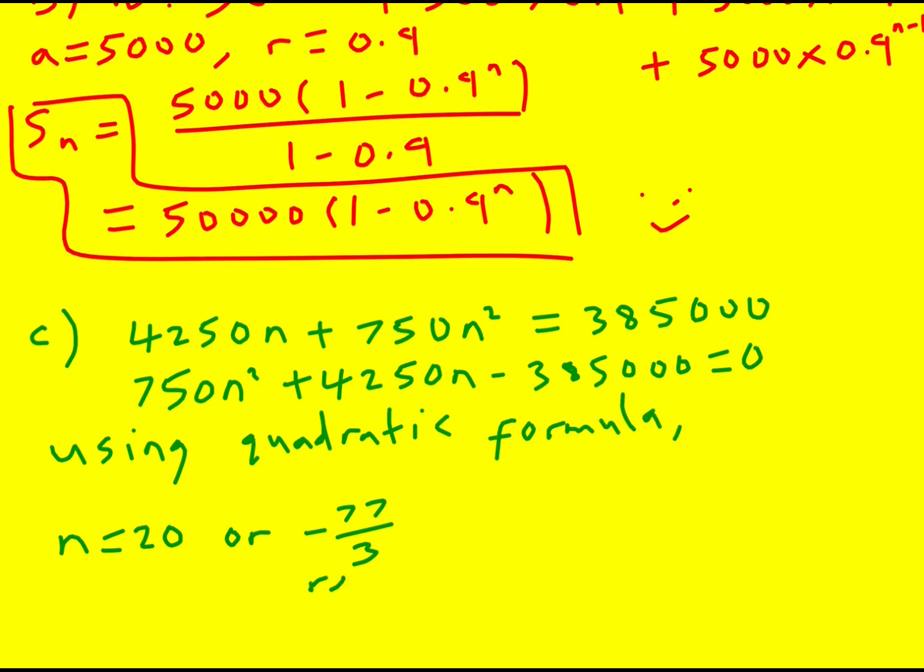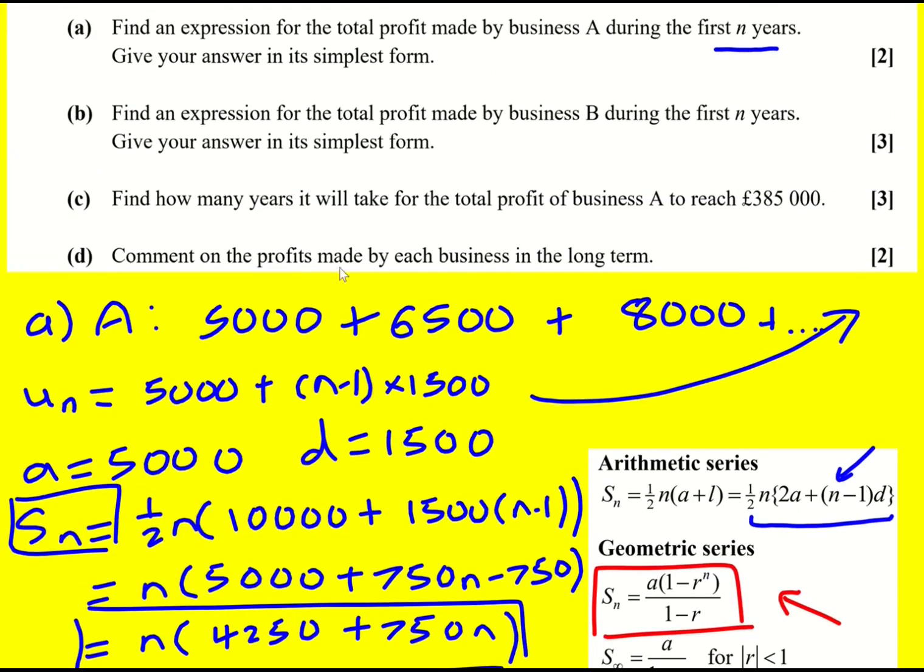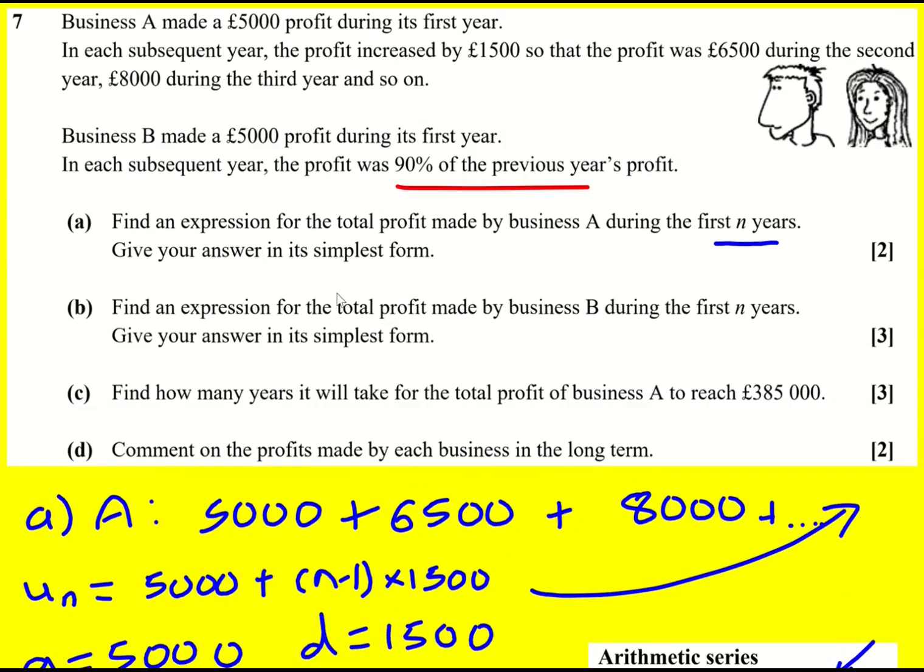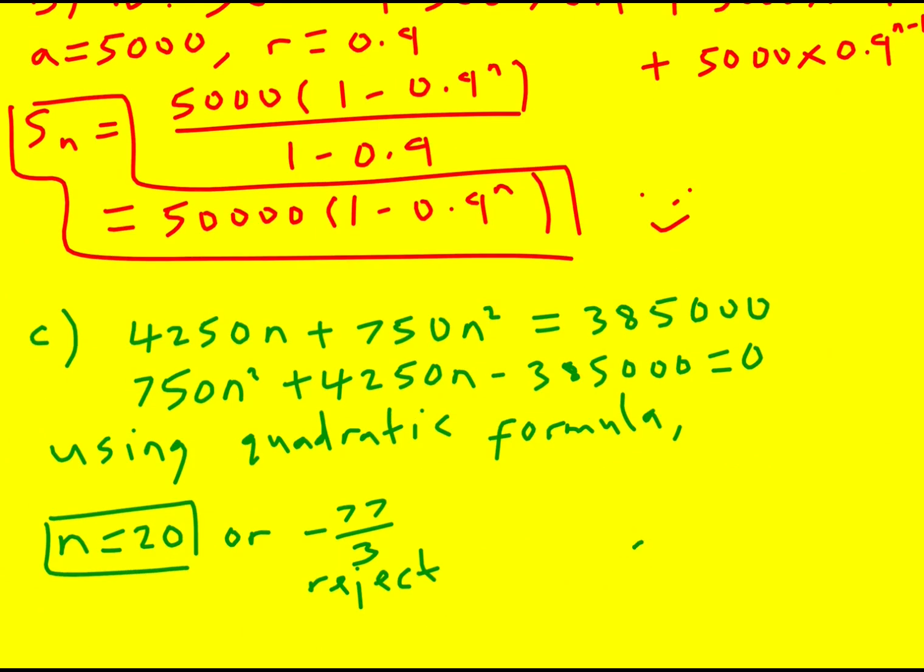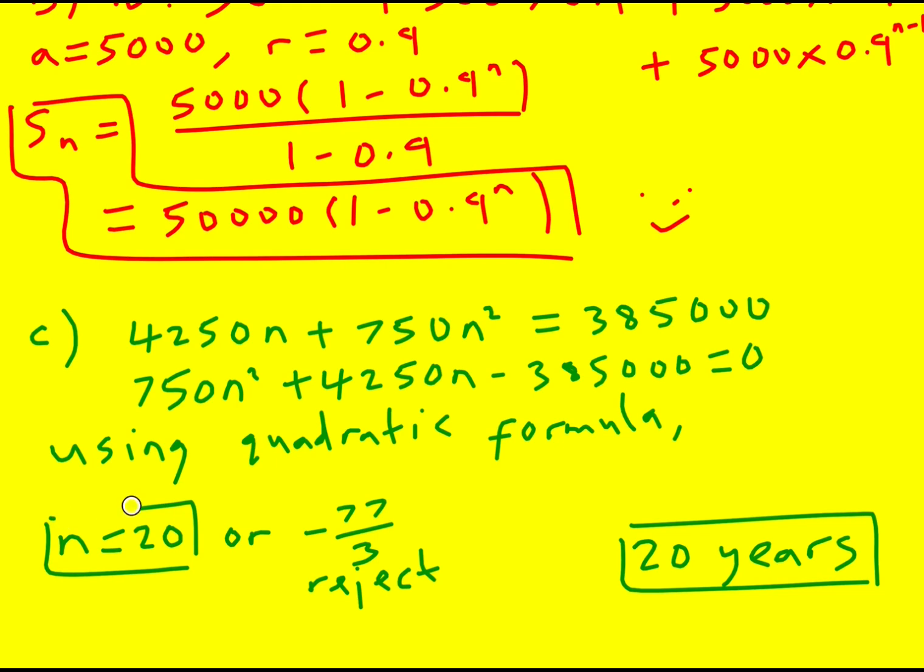Okay, and we're going to reject the negative. You can't have a negative number of years, so it's going to be an answer of 20. Although to be really careful, because it says find how many years, we've got to remember we're not just doing a maths problem here, it's an applied problem. So n is in years, and we're going to write 20 years. The mark scheme even says 20 years as an answer, so you might be penalized otherwise. So I'm going to put a box around that one.